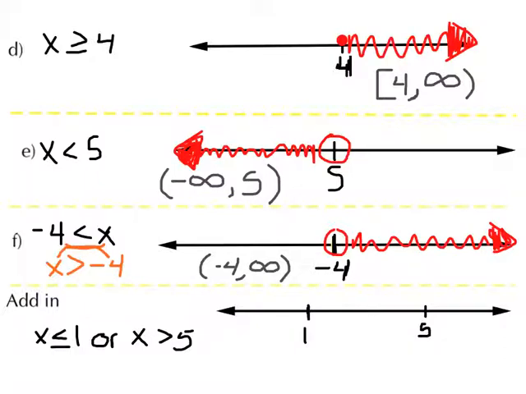Now I'm going to put D and E together. I'm going to have a compound inequality with the word or in it. So I'm going to have a closed circle at 1, because of this inequality right here. It says less than or equal to. So I'm going to go ahead and put a closed dot on 1. And I'm going to shade to the left. Nice big shaded in arrow. Then I'm going to have an open circle at 5. And I'm going to shade to the right.